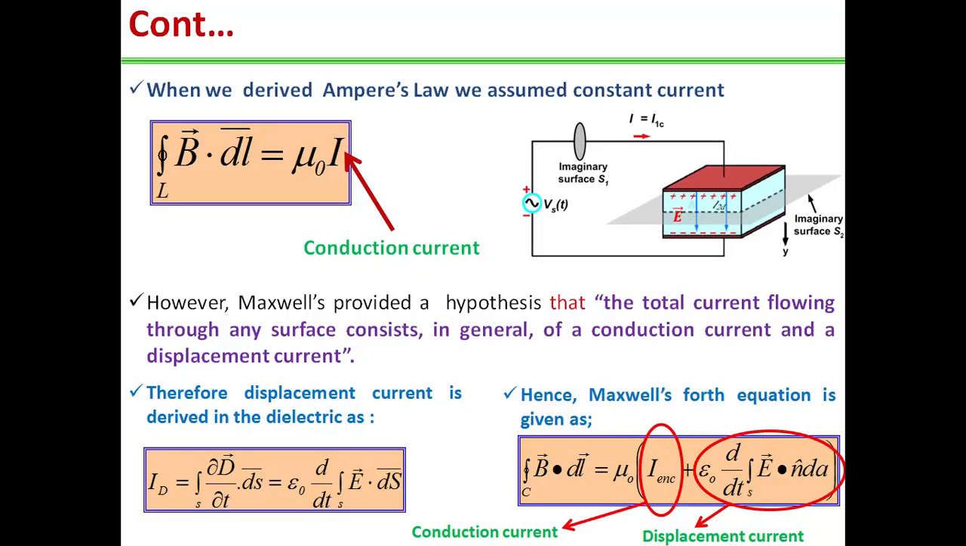Here in this circuit, current I flows as a battery charges the capacitor. This current produces a magnetic field around the wire, and the circulation of that field is given by Ampere's law. That means the line integral B dot dl is equal to mu naught I. Here mu naught I is the conduction current flowing through the wire.